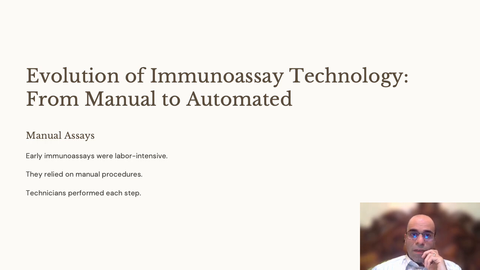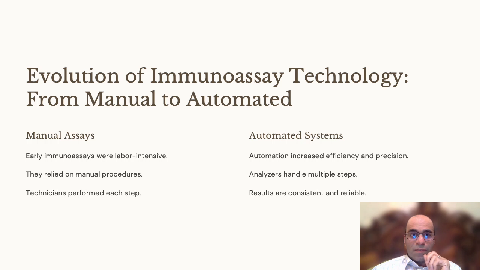These methods were prone to human error, had limited throughput capacity, and showed significant operator to operator variability. Despite limitations, manual methods established fundamental principles and remained viable for low volume or specialized testing. And automated systems, that we can see in the notes here. Automated systems.